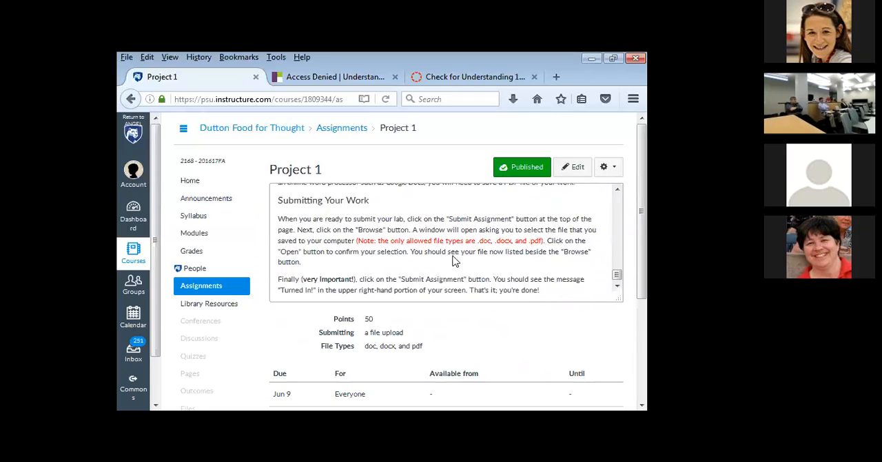And then I can't wait to limit the file types. Gosh, I look forward to that. I look forward to trying out the SpeedGrader. I think I'll still have to print them, because grading 100 projects online definitely would be really.